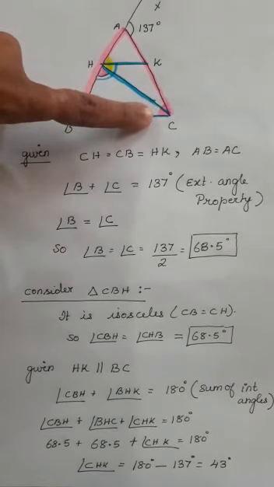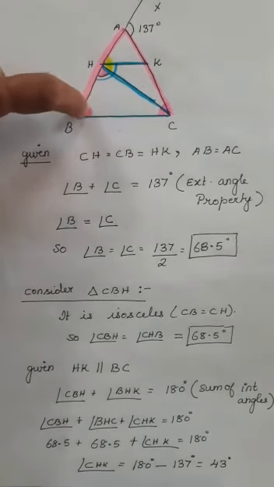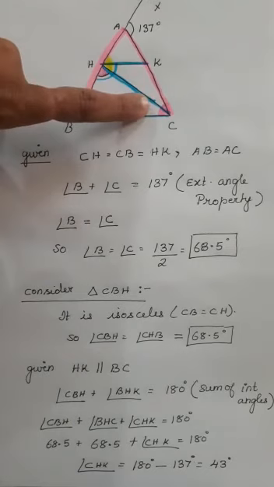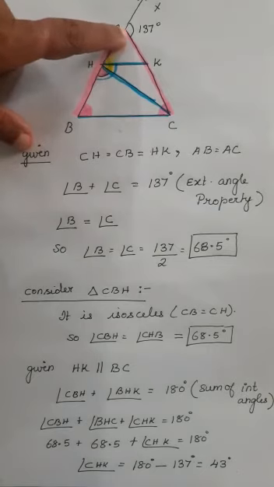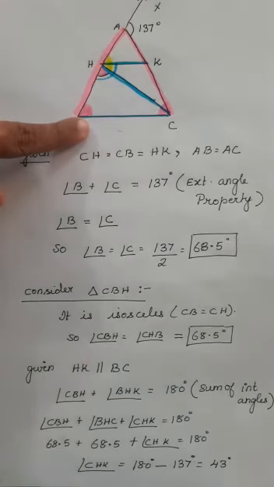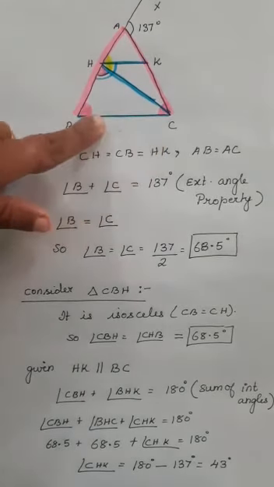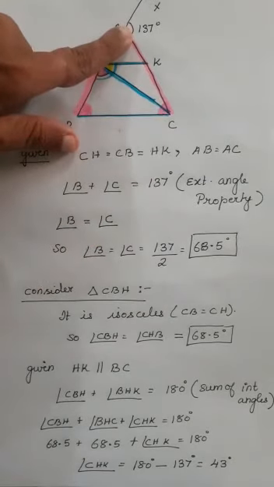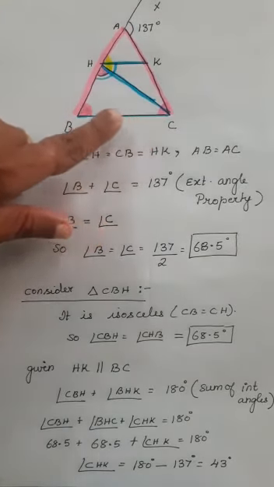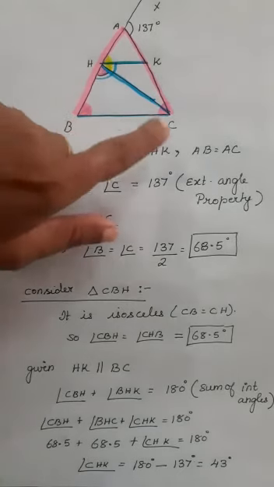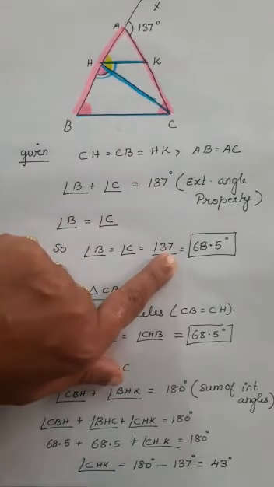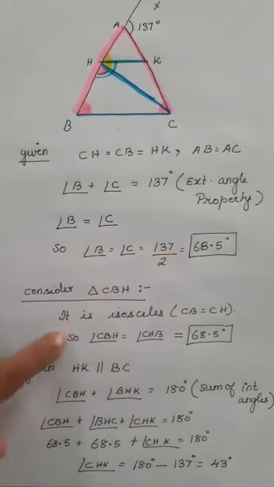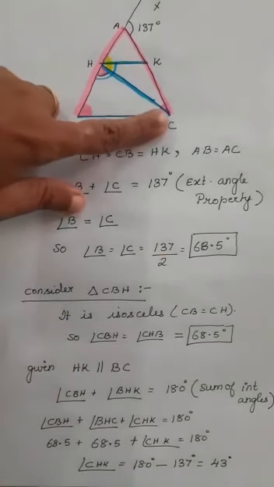So the angles opposite to the equal sides are equal. Angle B will be equal to angle C. And also you can see this is 137. This is the exterior angle. If this is the exterior angle, the interior opposite angles are B and C. So B plus C will add up to 137, but B is equal to C. So angle B equals angle C equals 137 by 2, which is nothing but 68.5 degree.